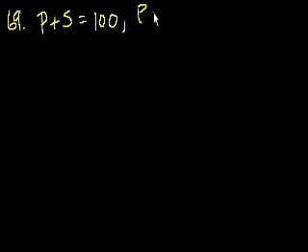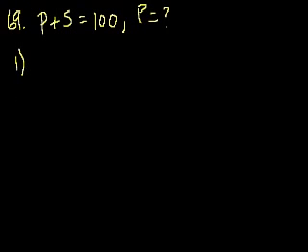Paula and Sandy were among those people who sold raffle tickets to raise money for Club X. If Paula and Sandy sold a total of 100 of the tickets, how many of the tickets did Paula sell? Okay, so essentially they're telling us Paula plus Sandy sold 100 tickets. And they want us to figure out how many did Paula sell, where P is the number Paula sold and S is the number Sandy sold.